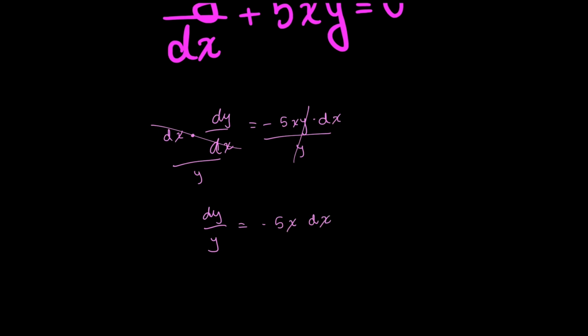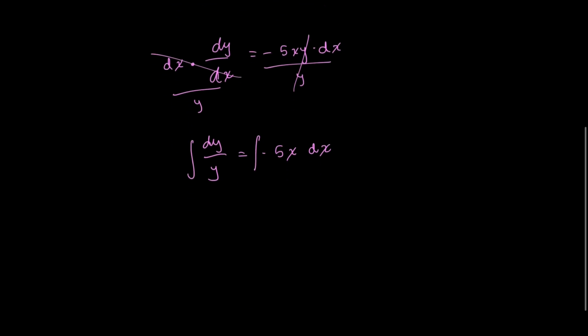To get rid of the differentials, I will be integrating both sides. So on my left hand side I have 1 over y dy, which is just ln y. And then on my right hand side I have the integral of negative 5x, which is just the power rule, so negative 5 over 2 x squared plus an arbitrary constant c. And now the reason I omitted that constant on my left hand side is because it doesn't really make a difference. As long as I have the constant on one side, that's good.